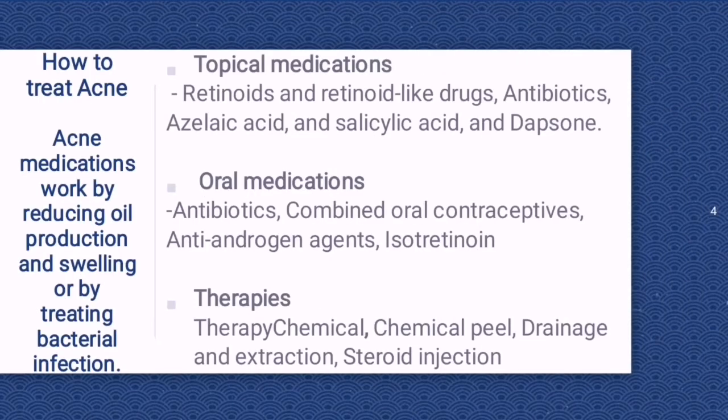So, how do we treat acne? Acne medications work by reducing oil production and swelling or by treating bacterial infection. So these are the examples of acne medications. First is topical medications. It is composed of retinoids and retinoid-like drugs used for removing dead skin cells to prevent them from entering hair follicles.